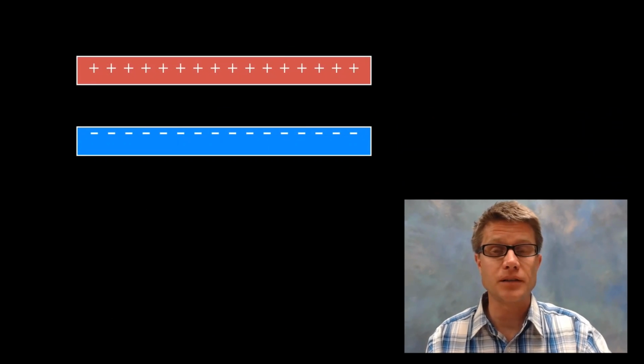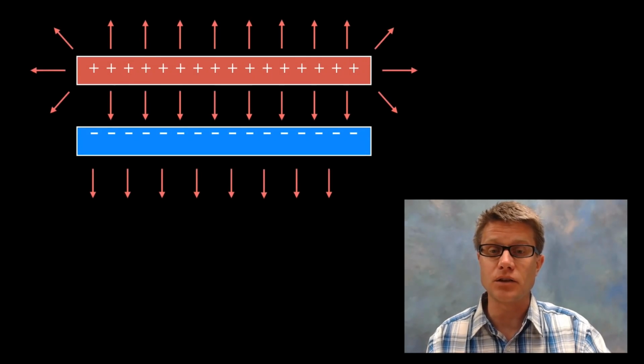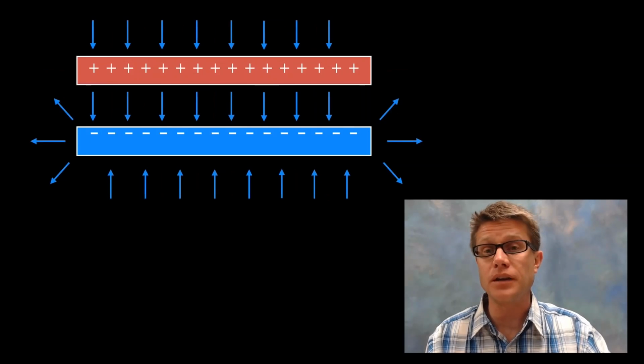So if we look at the positive plate and we draw the electric field lines, it's going to look like that. It's all moving out from the plate. And now if we draw the negative, it's going to be moving towards the plate. And so if I now simply combine those two, it's going to look like this.